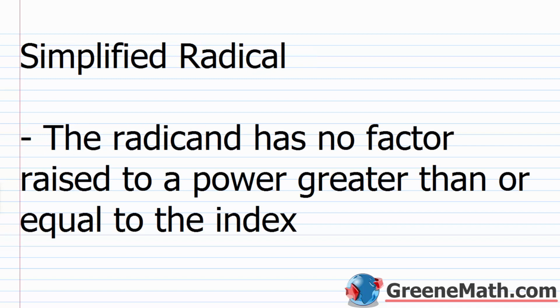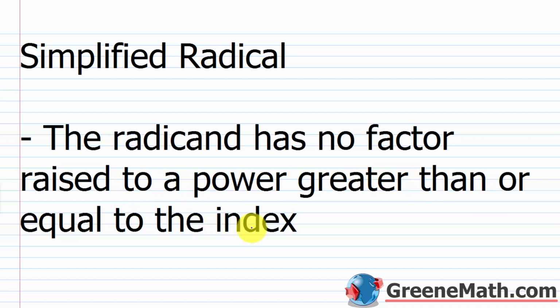In this lesson, we want to review rationalizing the denominator. In order to present a simplified radical as an answer, you have 4 criteria that you need to meet. First and foremost, the radicand, that's the number under the radical symbol, has no factor raised to a power greater than or equal to the index.